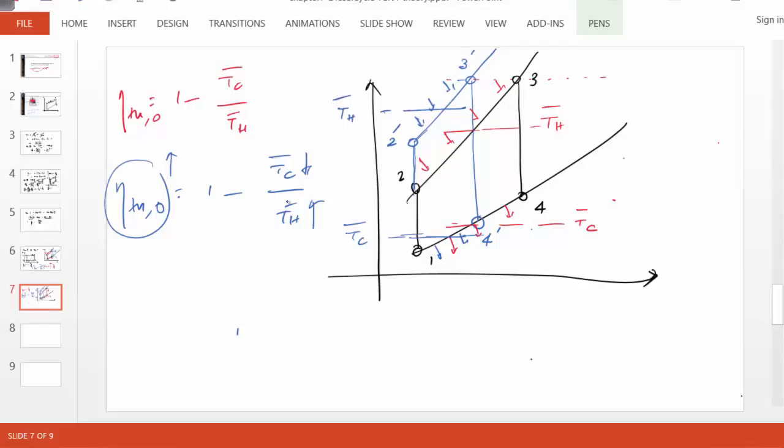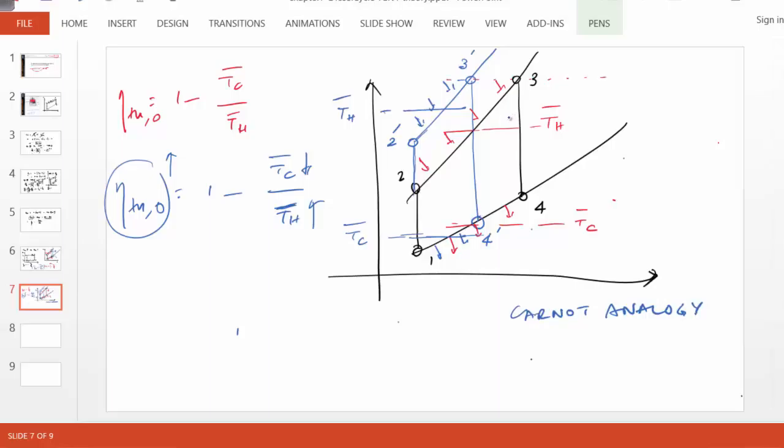That is, if the effective temperature of heat addition is increased, as in this case, or TC bar goes down, or a combination of the two, that means thermal efficiency will increase. So look at the beauty of this Carnot analogy. This is what is known as the Carnot analogy, and we are going to use that over and over again in the upcoming cycles, such as Brayton cycle, Rankine cycles, etc.